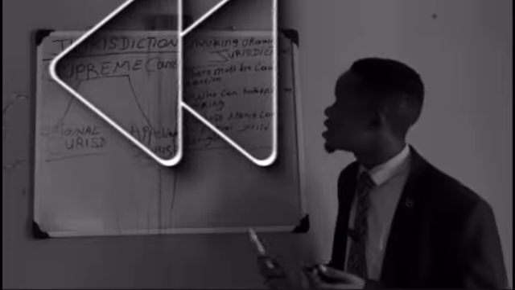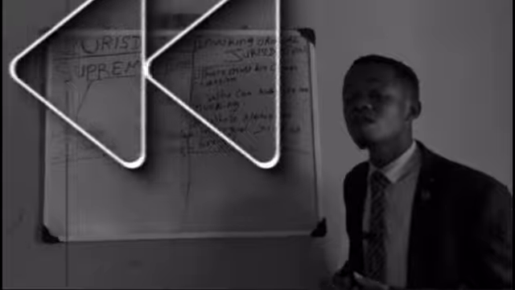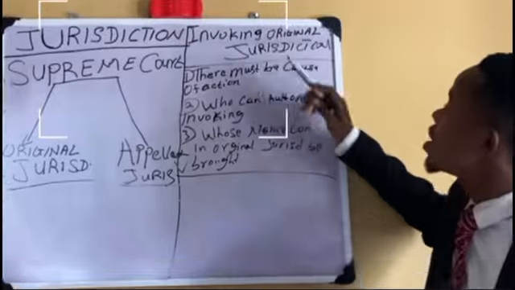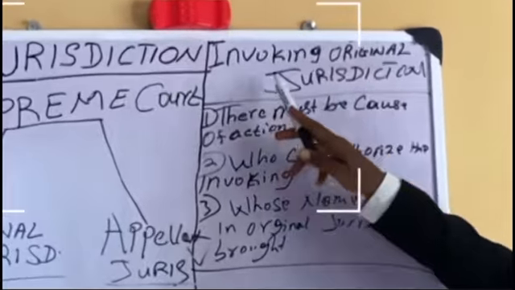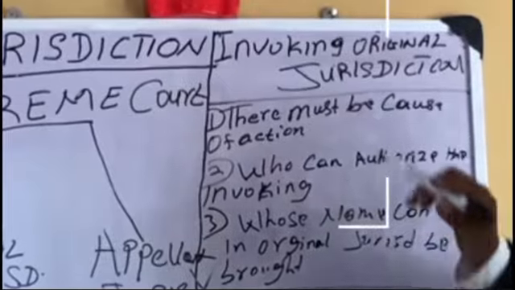They are now checking what things must be in place for the Supreme Court to act first. Because you can go there, and at the end they will tell you that you cannot invoke their original jurisdiction. That leads me to the invoking of original jurisdiction. How can the original jurisdiction of the Supreme Court be invoked? That is what I mean.